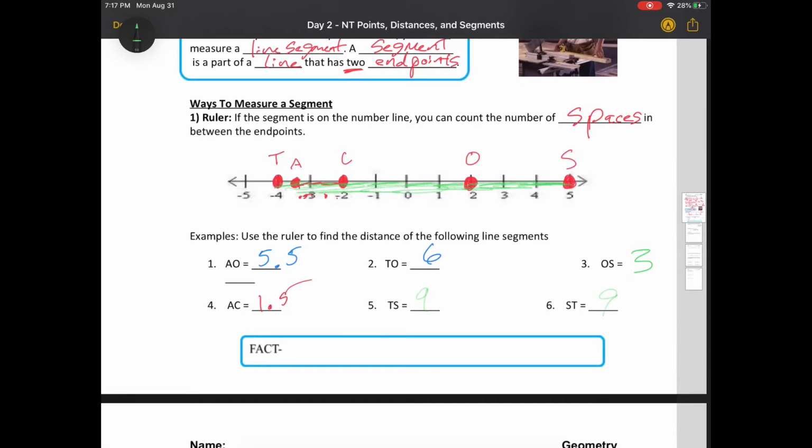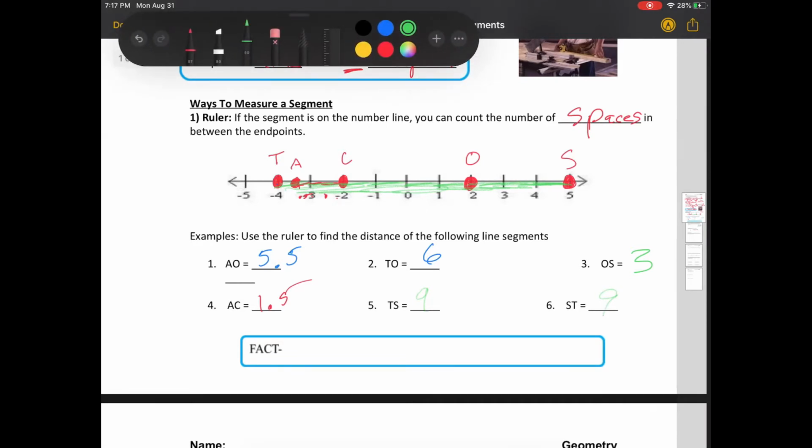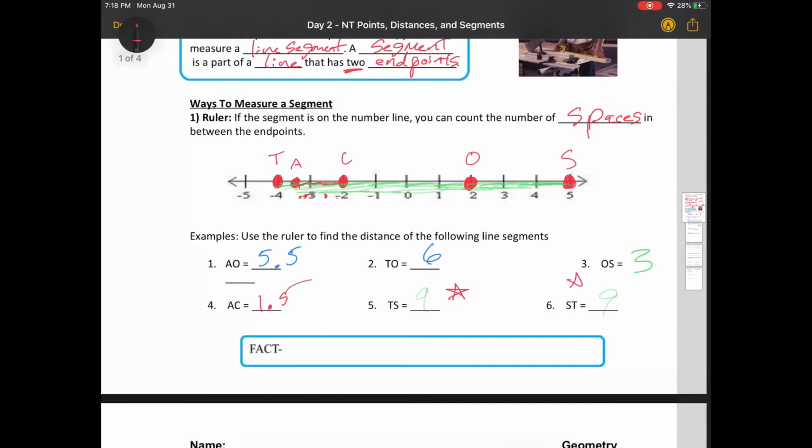Now, take a look. You might say, but we're going in reverse on the number line. We are going backwards this way, but there's a reason for these. They are the same no matter which endpoint goes first. And that reason is because distance is always positive. So anytime you're measuring distance, no matter what it is, it's never negative.